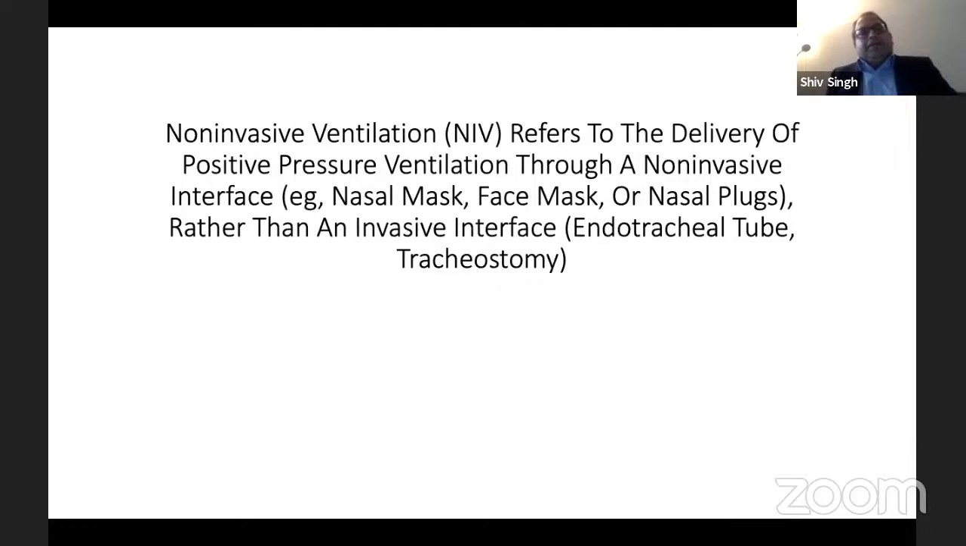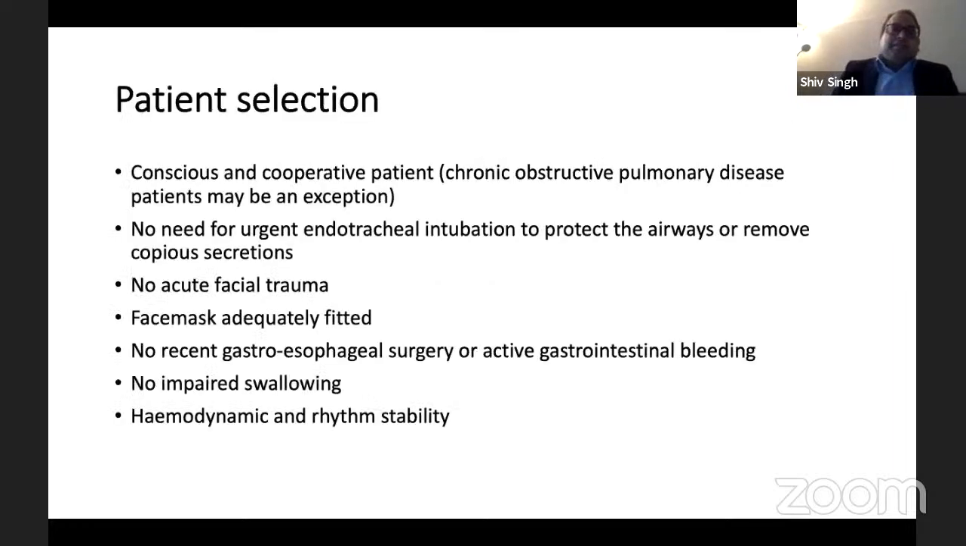Non-invasive ventilation basically refers to delivery of positive pressure ventilation through a non-invasive interface. So you're not intubating, you're not using an endotracheal tube or tracheostomy. It's a non-invasive interface, like nasal mask, nasal pillow, face mask, nasal plugs, the various methods. The first thing which is very important is to have the right patient selection.